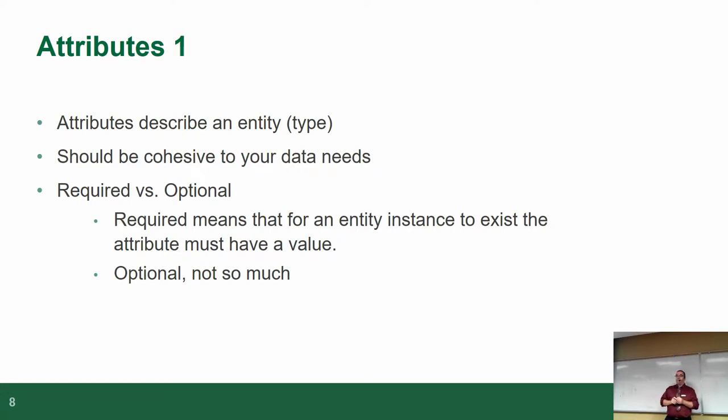Now, you have to be careful when you talk about required. If you make something required, it means that it must be supplied when you define an instance. So I'm going to define an instance of a student. Their name is John Doe, and their identifying document number is required. That means we can't put John Doe into the system unless we have their identifying document.